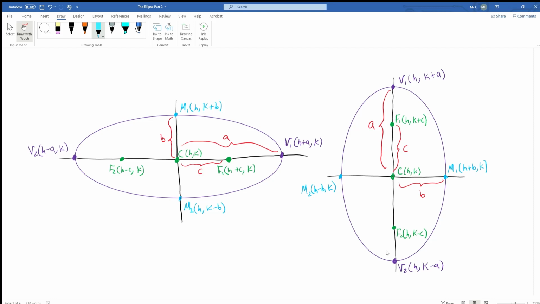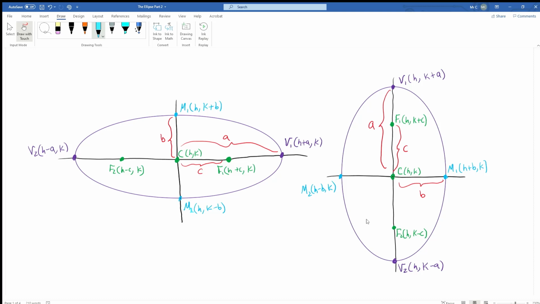Now for a vertical ellipse, we take a look at the ellipse on the right. a is the distance from the center to the vertex. Since this is vertical, it's going to be (h, k plus a), and for our other vertex, it'll be (h, k minus a). For our minor axis endpoints, we'll be adding b to the x value. That's (h plus b, k) and then (h minus b, k). And similarly, our foci will be adding c along the y value. That's (h, k plus c) and (h, k minus c).